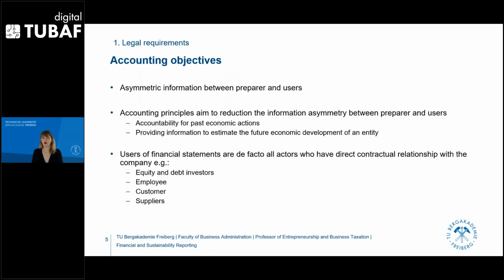So we know all these objectives of financial reporting, and these objectives are derived from the aim to reduce the information asymmetry that normally exists between preparers and users of financial statements, because the preparers have more internal information than the external users, and the external users should be informed about the situation of the company with the help of the information in the financial reports.